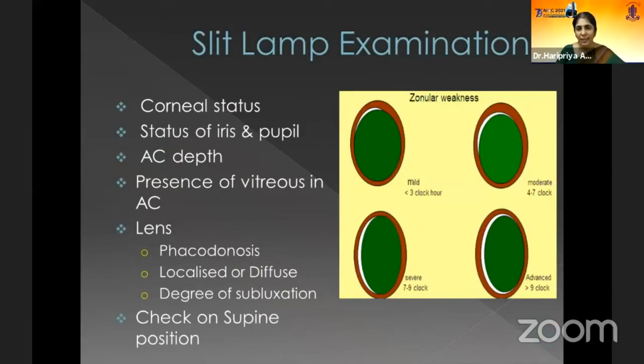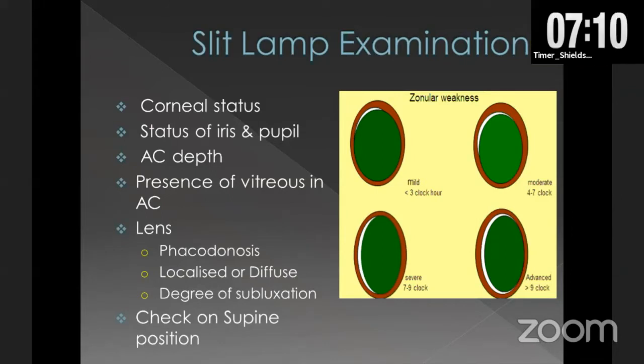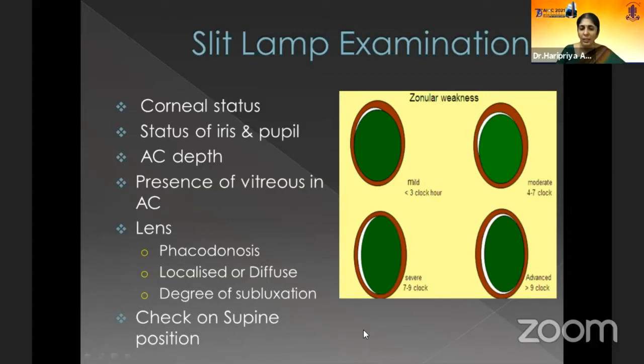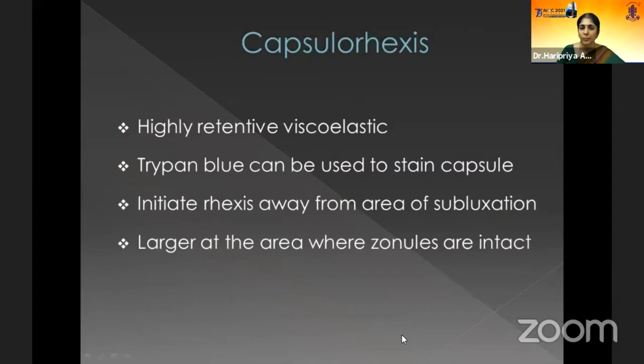On slit lamp examination, one has to look at the cornea, status of the iris, pupil, any mydriasis, anterior chamber depth. Presence of vitreous is also common in patients with lens subluxation. And look for phacodonesis. This will give an idea if it's a more diffuse subluxation. If it is localized, we'll have to look at the degree of subluxation. If there is gross phacodonesis, it's always better to have the patient lie down in the supine position to see if the lens is falling back, in which case it's better to refer the patient to the VR surgeon.